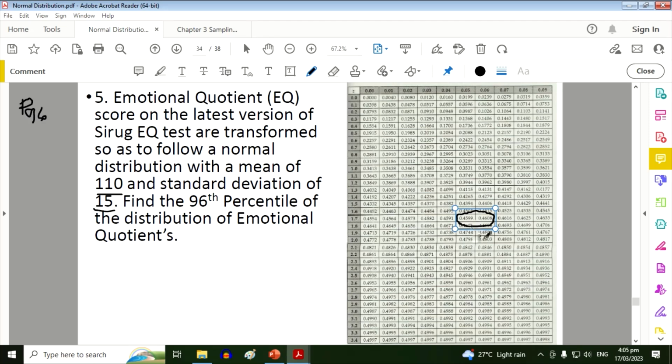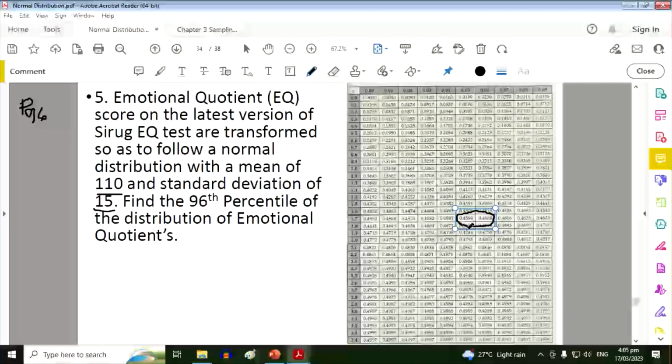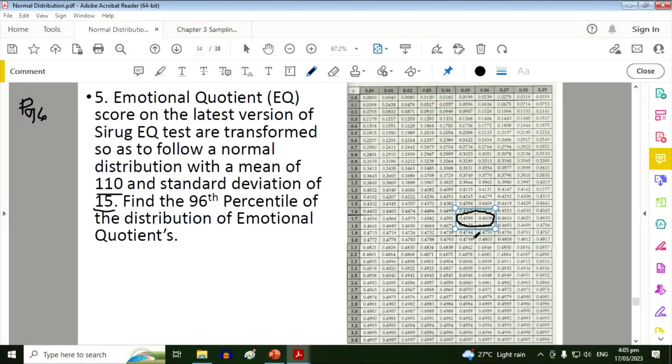By just looking at this, I hope you can compute the difference between the two. It is clear that it is nearer to 0.4599. Okay, so this one. Therefore, we will choose this. And the z-score for this is 1.75. So the corresponding z-score is 1.75.